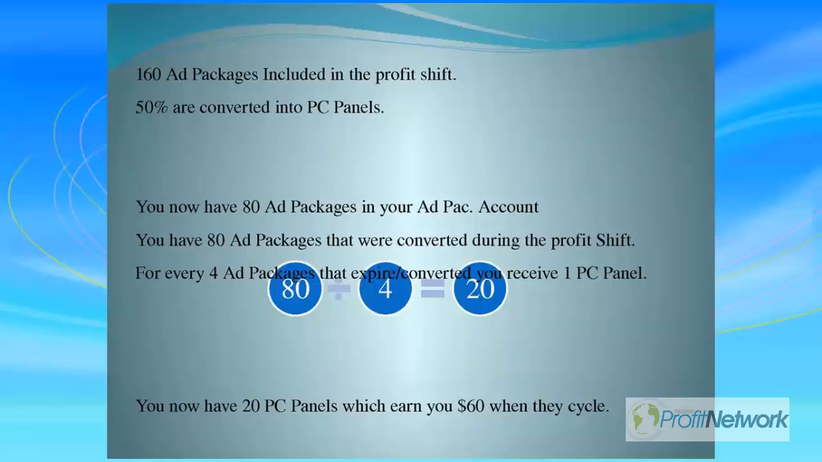And here's an example. And I'm sure all you guys already had this happen to your accounts. Let's just say you had 160 ad packages included in the profit shift, and 50% are converted into PC panels. Well, you now have 80 ad packages in your ad package account, and you have 80 ad packages that were converted during the profit shift. So for every 4 ad packages that expire or are converted in this case, because it's a profit shift example, you receive 1 PC panel. So you'll take those 80 ad packages, divide it by 4, and you'll receive 20 PC panels.